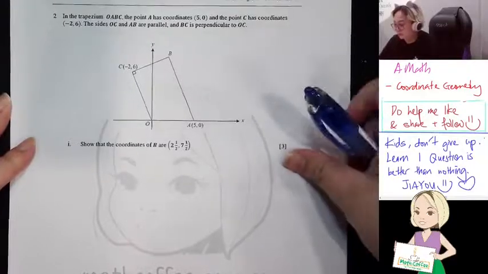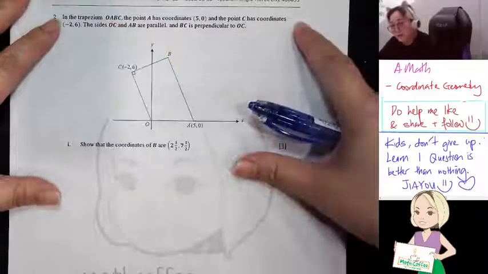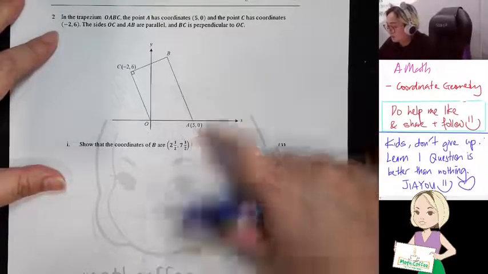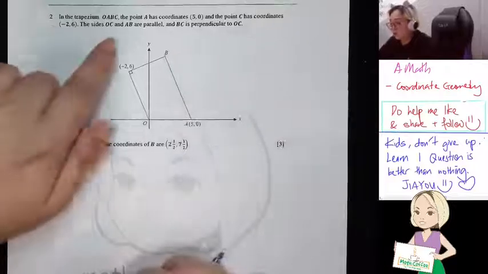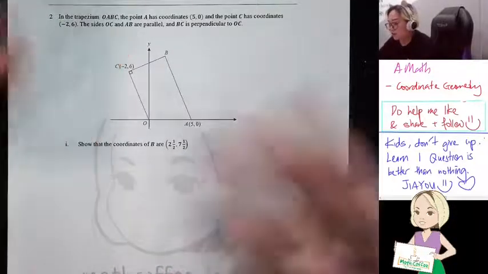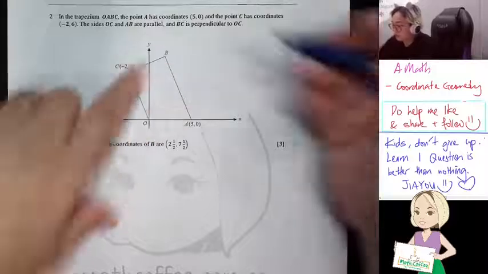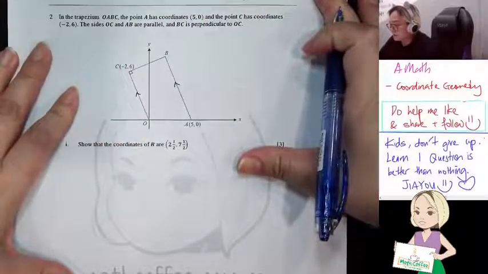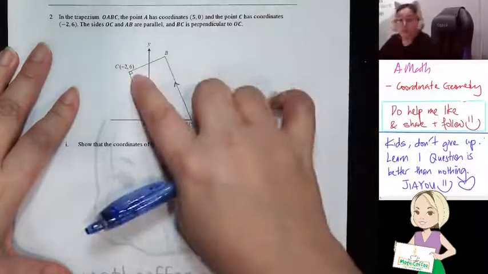Okay, let's see. In the trapezium, blah, blah, blah. Again, see, transfer all the information to the diagram. Point A is (pi, 0), C is (-2, 6), and then OC and AB are parallel. In this question, they did not put the arrow for me, so I have to put it. OC and AB are parallel, so let's put the arrow. And they say BC is perpendicular to OC. Okay, 90 degrees is stated there already, so it's fine.